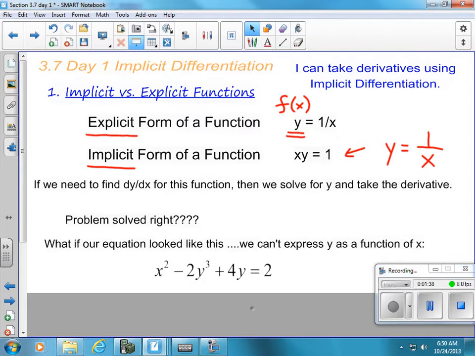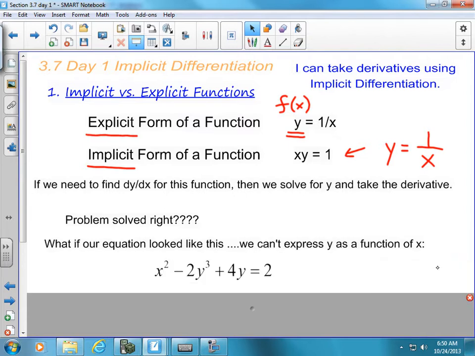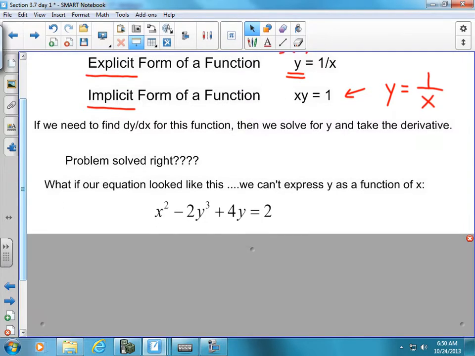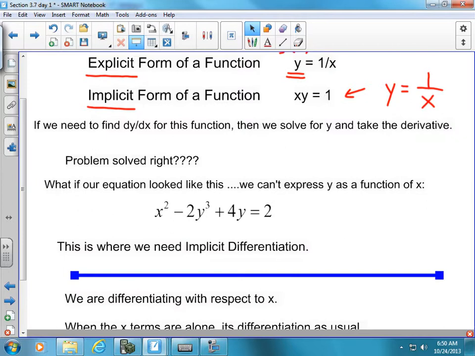Well, sort of. For that equation it's solved, but what about for an equation like this? How do we take derivatives of this? We can't really isolate y on one side of the equation. So that is where implicit differentiation comes in. Okay, and this is where it is needed.